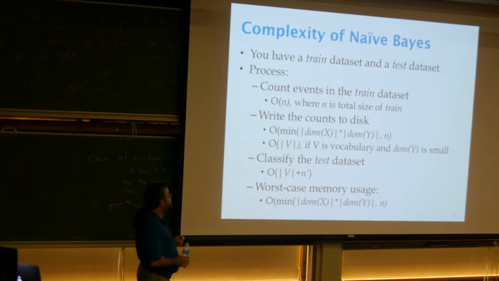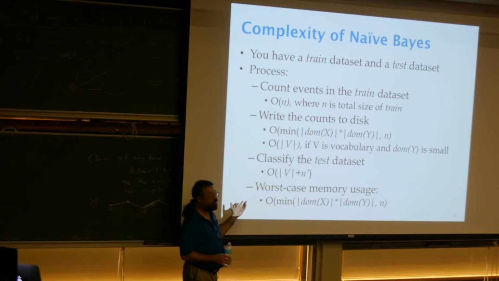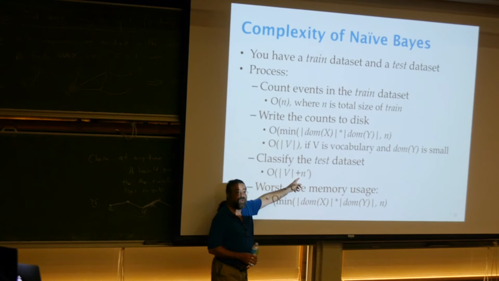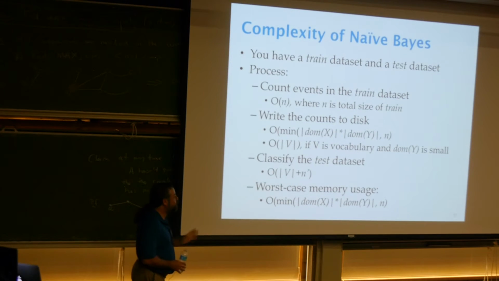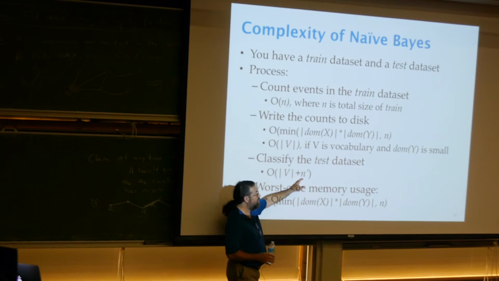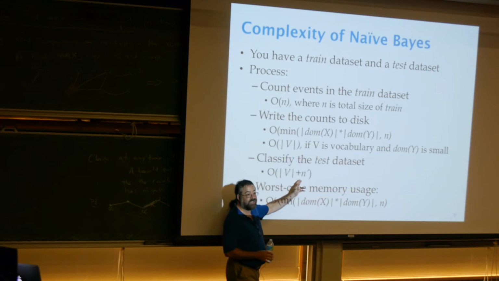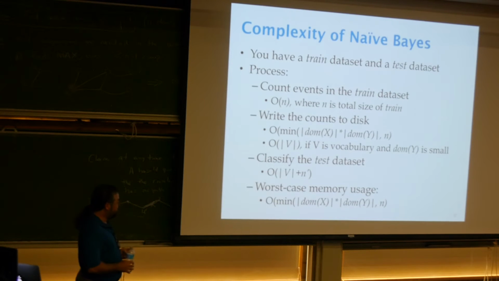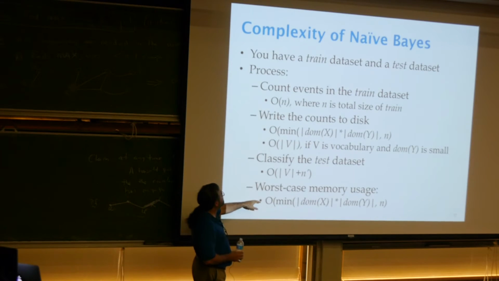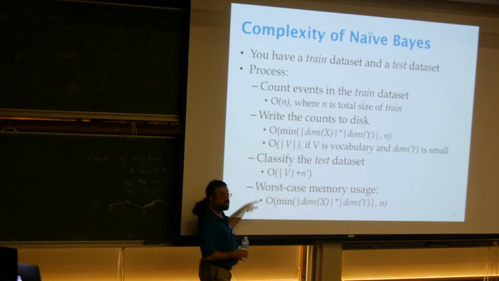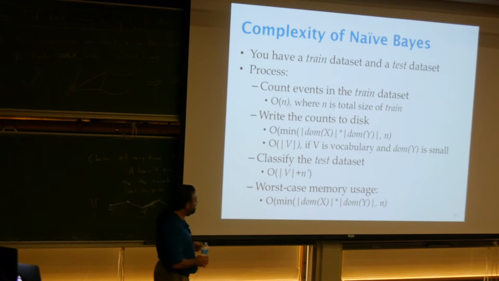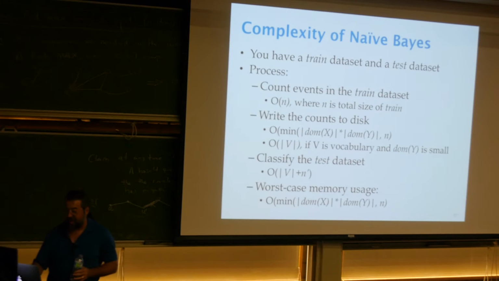When I classify the test data set, I'm going to assume I do two things. One is read off the old classifier, and the other is scan through the test data set. So this is going to take time order v plus n prime. Notice I don't necessarily know that n prime is bigger than v. The test data set could be pretty small, and the vocabulary really big. And again, the worst case memory usage is the size of the model, the number of counters I've got. That would be an estimate of the amount of memory I'm going to need.